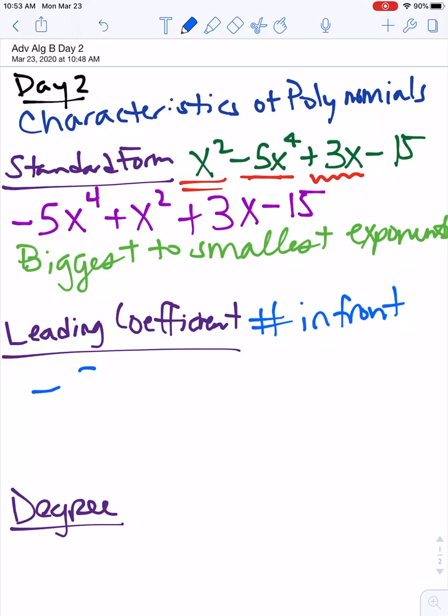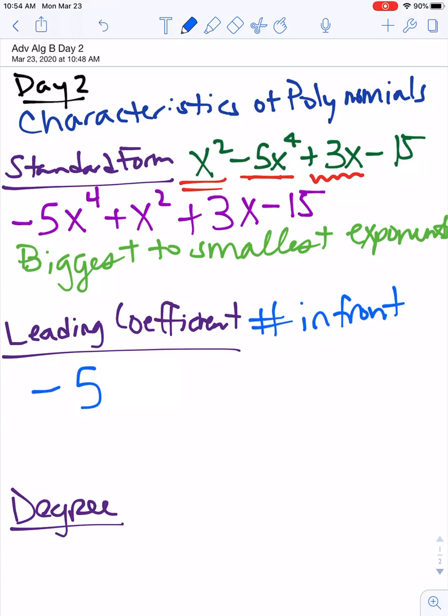So in this case, my leading coefficient would be negative 5. And again, it's the leading coefficient because it's the number that's in front of the biggest power of x. If we had a different power of x, like maybe we didn't have this negative 5x to the fourth term, maybe we just had the x squared, in that case our leading coefficient would be 1, because that's our biggest power of x. So the number in front of that, you can see there is no number here. That's an implied 1, though.